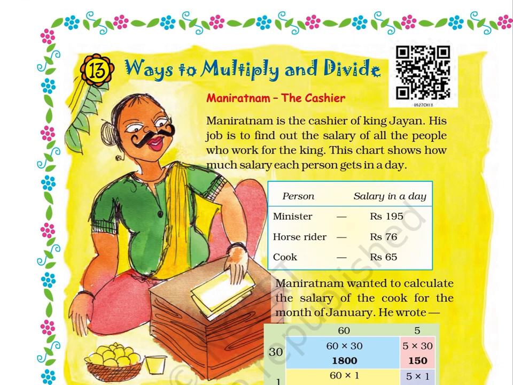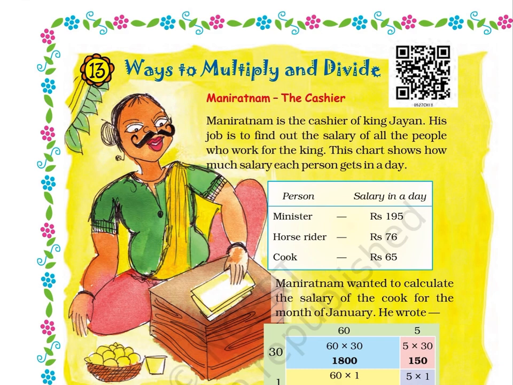This chart shows how much salary each person gets in a day. We have a table with two columns. Column 1 states person and column 2 gives us salary in a day. It reads as follows: Minister, rupees 195, horse rider, rupees 76, cook, rupees 65.